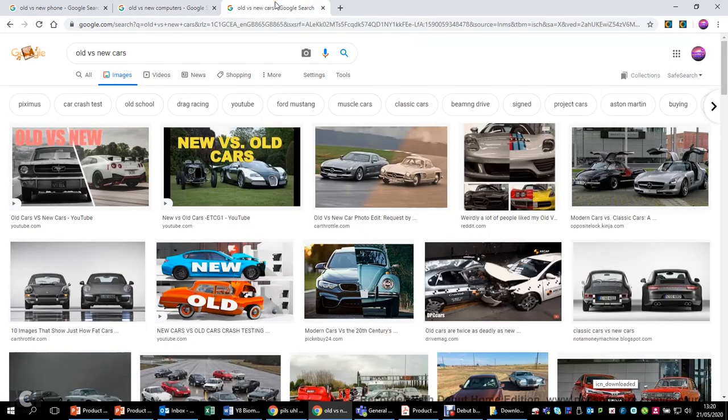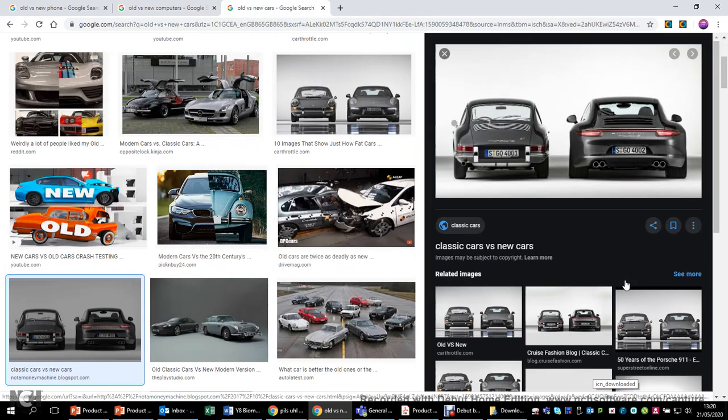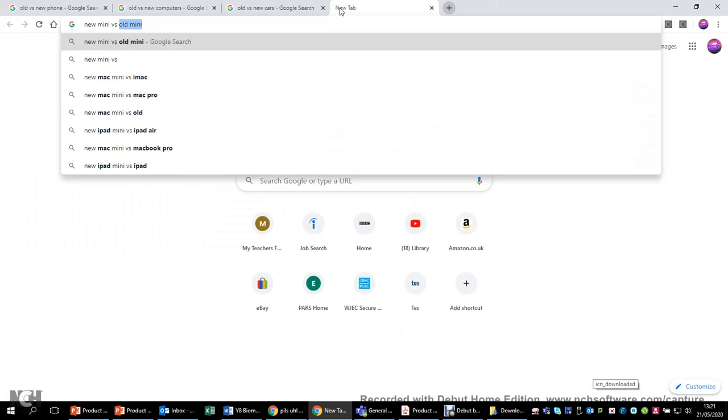You could think about cars as well. So I want you to think about old and new. It's quite nice here, you've got your Porsche back end, front end. What are the differences? Straight away, something I notice in cars is the size. If you think about the new Mini versus the old Mini, that would be an interesting comparison. New versus old Mini, let's have a look at that.